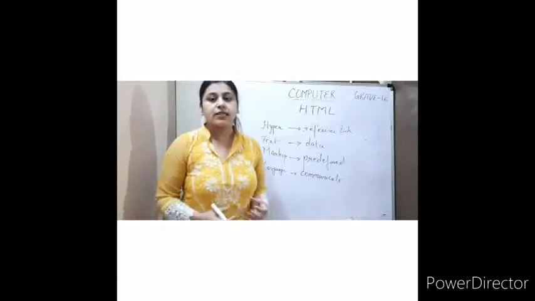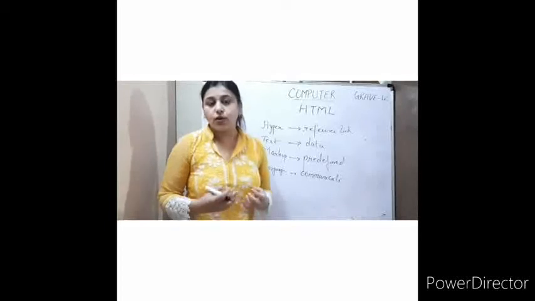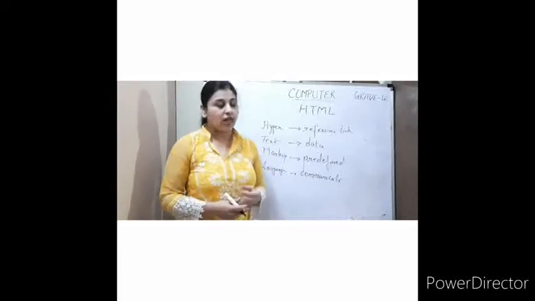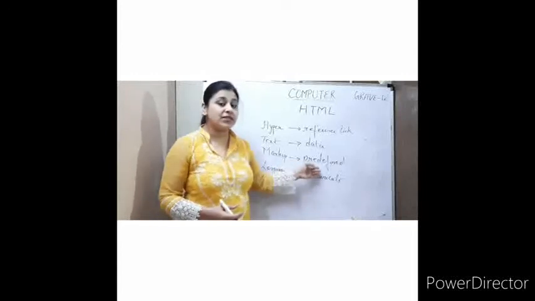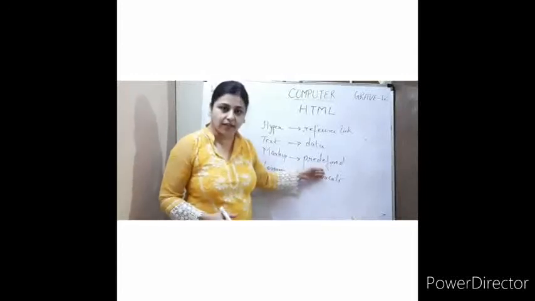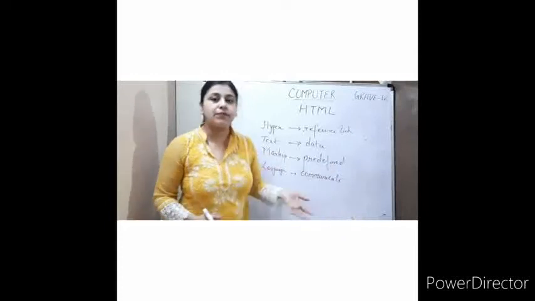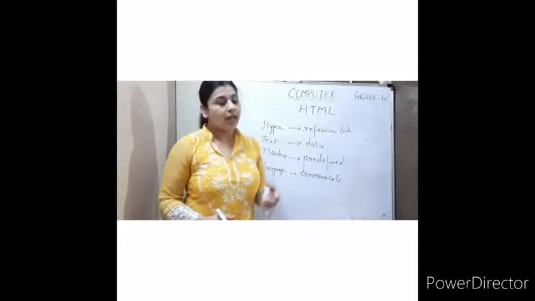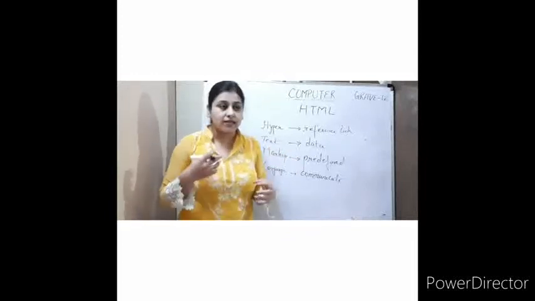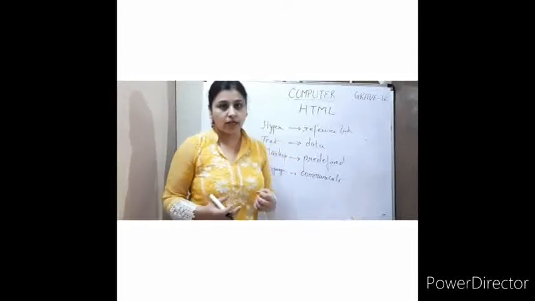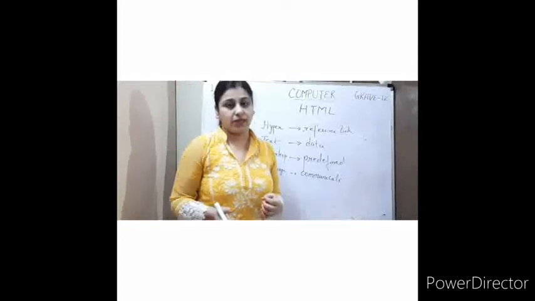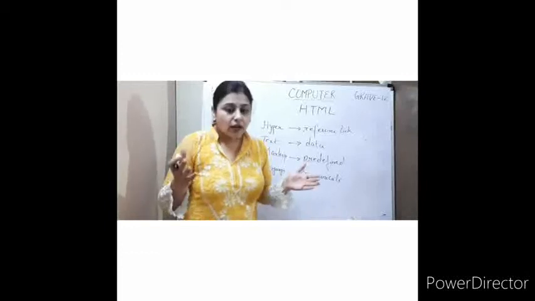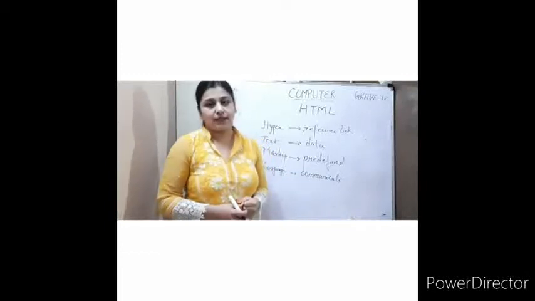HTML consists of its own symbols which tell the browser how to display the page. As I said, it consists of some predefined symbols, and these predefined symbols are known as tags. HTML also consists of certain links. We can add links to the web pages. To connect different web pages, we make use of links, and those links are known as hyperlinks.